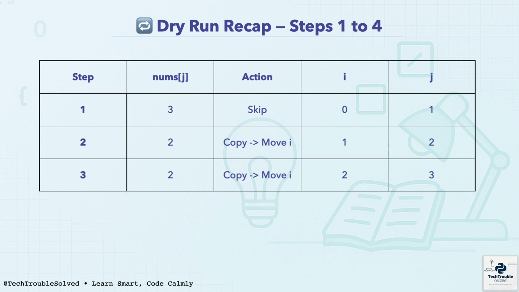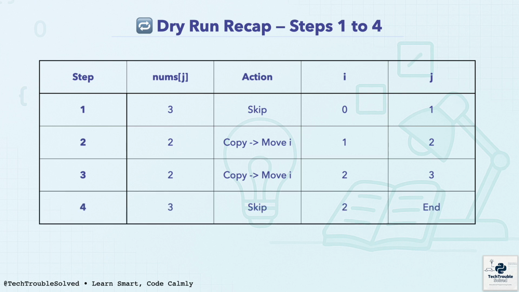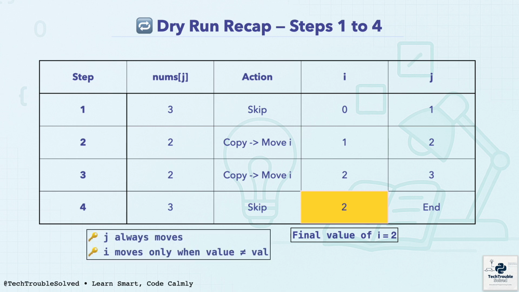In step 4, pointer j points to 3 again. Since this equals val, we skip it. Notice how the same two rules repeat. There is no new logic in any step. So here, the final value of i is 2. j always moves, and i moves only when the value is not equal to val.